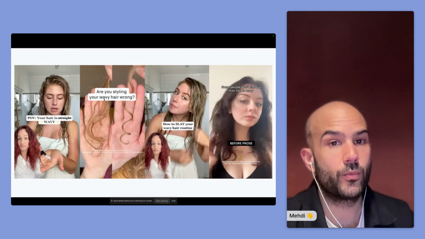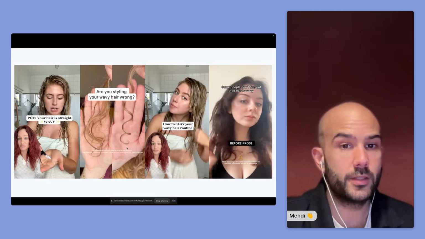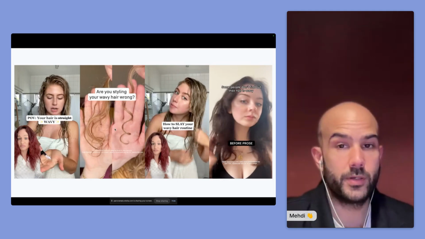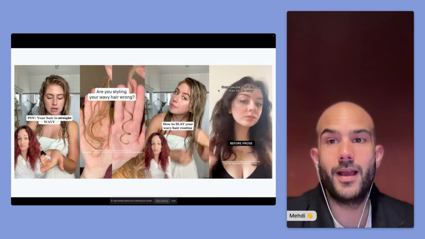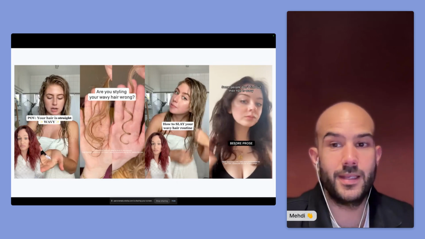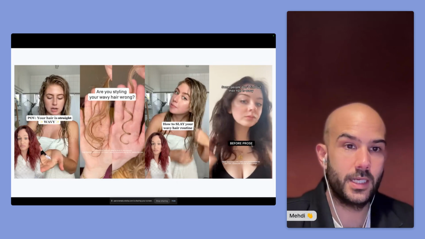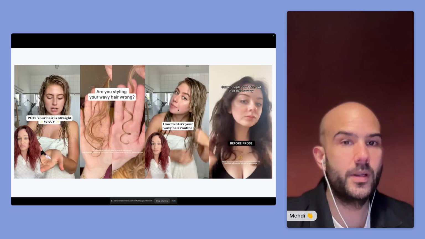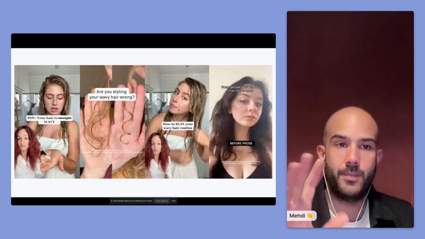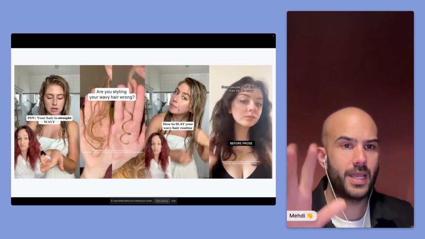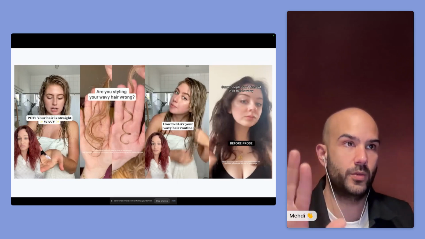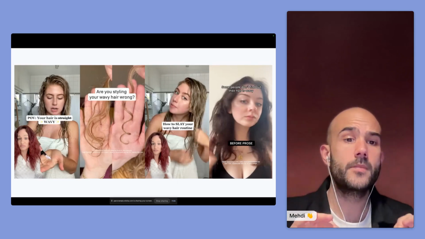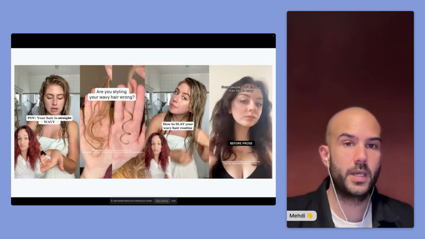Are you styling your wavy hair wrong? How to slay your wavy hair routine. This plays on the fear trigger, a fear hook. This plays on the future you, how you can do this better. This plays on the curiosity, and it's also going to be, as you see here, a before and after. So you can see that it's essentially the same ad, the same offer, the same concept, just 4 different triggers, 4 different hooks.